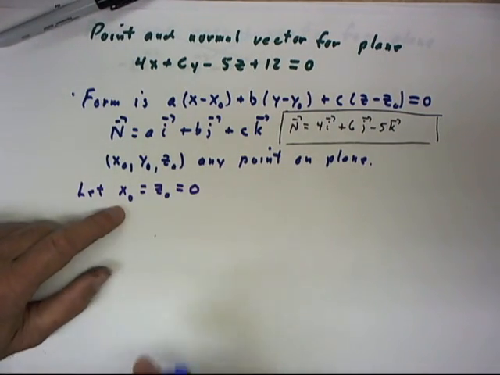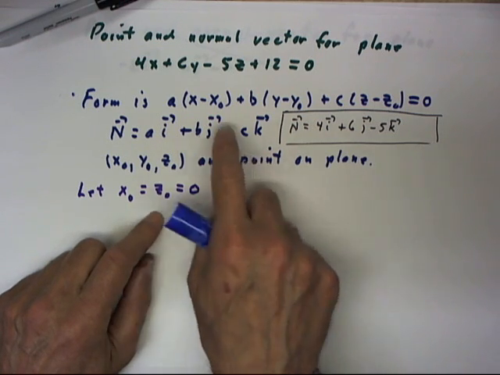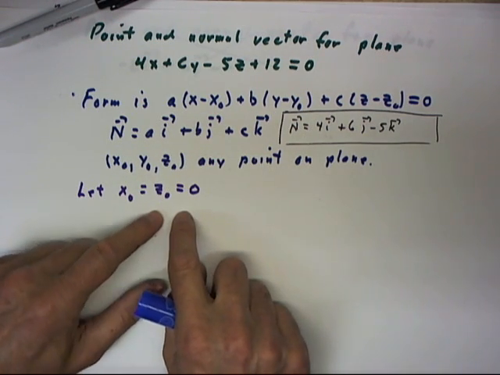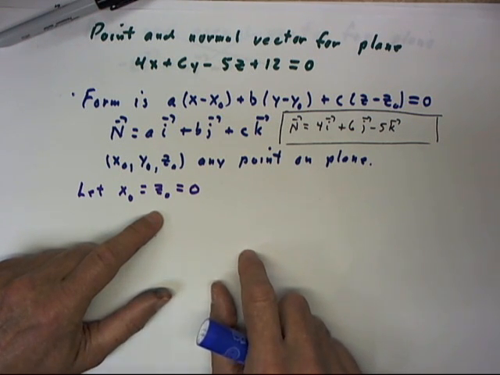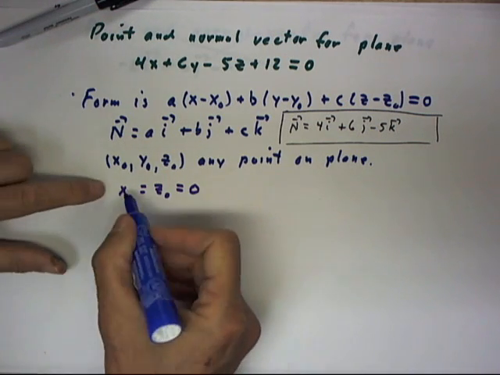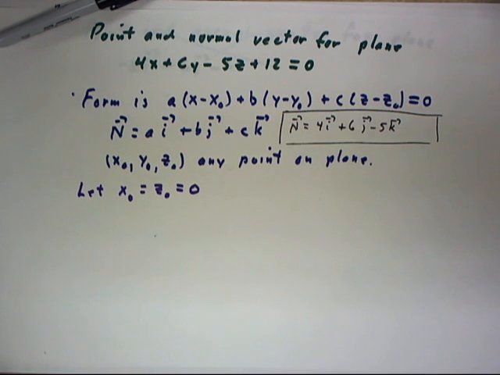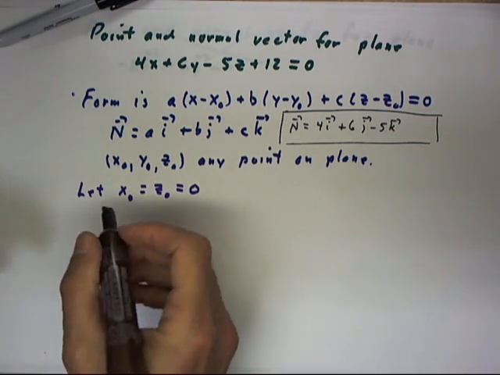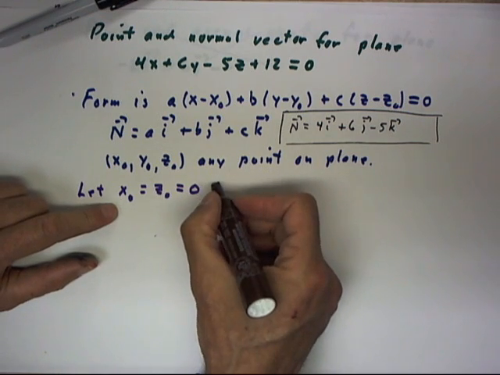Now to find a point on the plane, because if we have the normal vector and a point on the plane, we can put it into this form, or we can do as before and make ourselves a sketch to make sense of the situation, and we can find the entire equation of the plane. So let's let x naught equals z naught equals 0, following techniques that we used a minute ago.